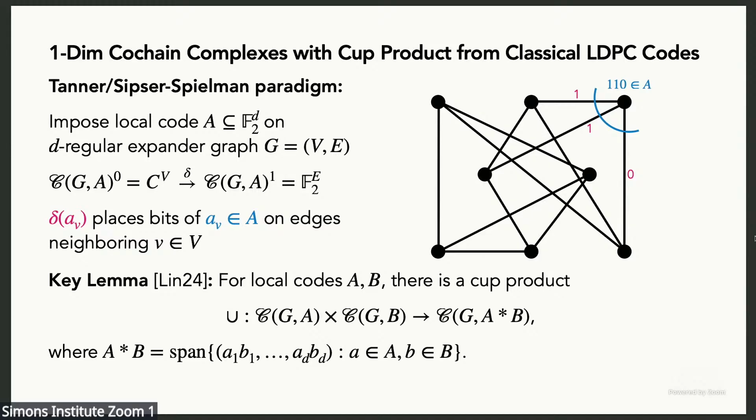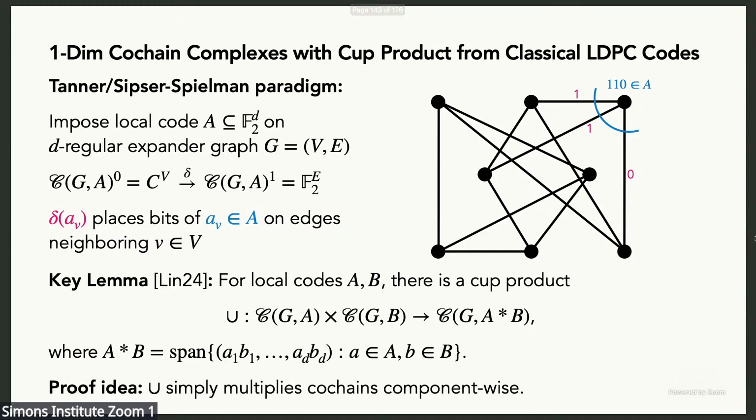So this is really the key lemma. It really lets us do everything, and yet, at least in this one-dimensional case, the proof is super simple. We literally just define the cup product to take component-wise products of the cochains, of the vectors. We of course want to check that this satisfies the Leibniz rule. If we take the cup product of zero-dimensional cochains or one-dimensional cochains, it's super easy to check this.